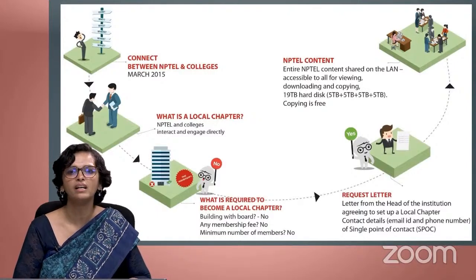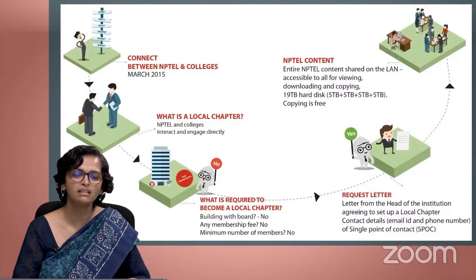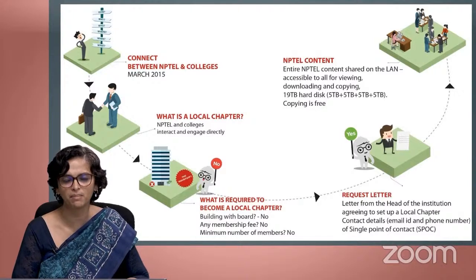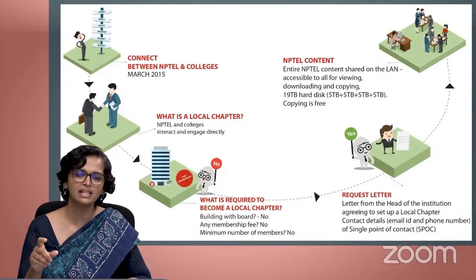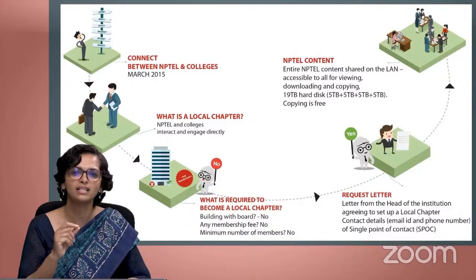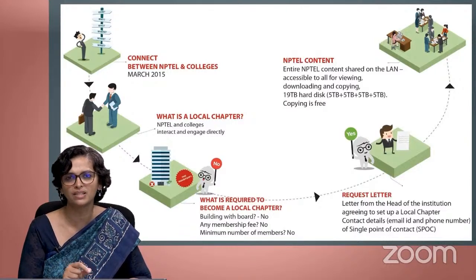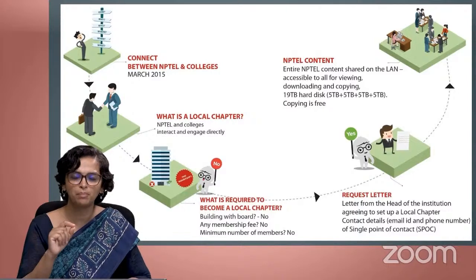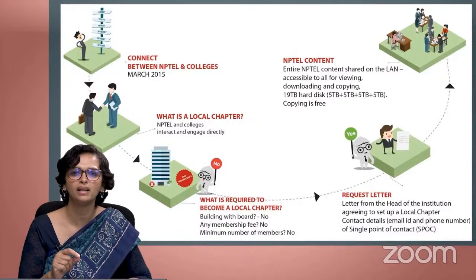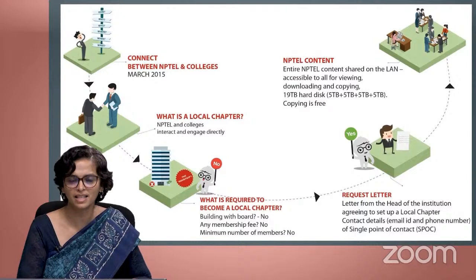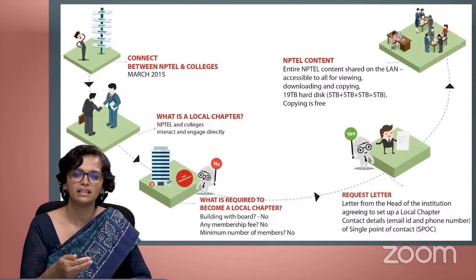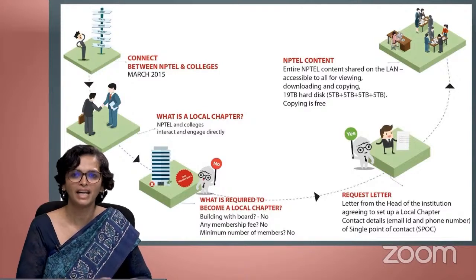This is completely free. What we require from the college is a letter on the letterhead of the head of the institution, where the head says that we want to establish a local chapter in our college. They give the details of the person who will be our single point of contact, or SPOC as we call. So we need the name, the department, the email ID, and the mobile number of the person who will be acting as the SPOC. On that letterhead letter, we require these details to be shared with us, signed by the head of the institution.